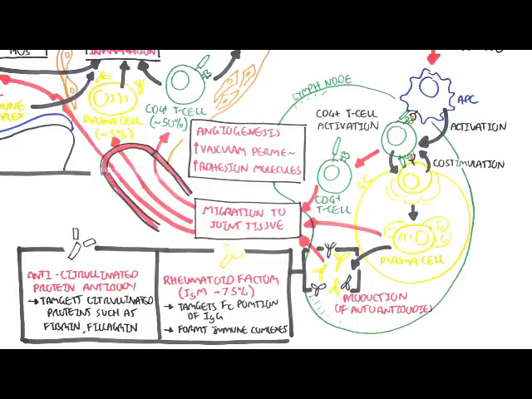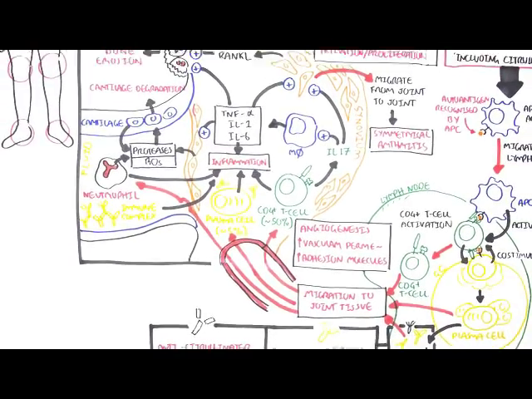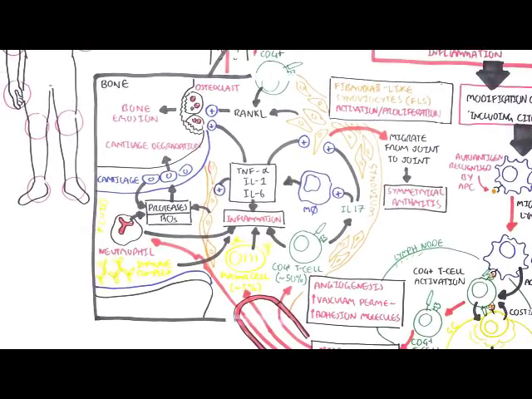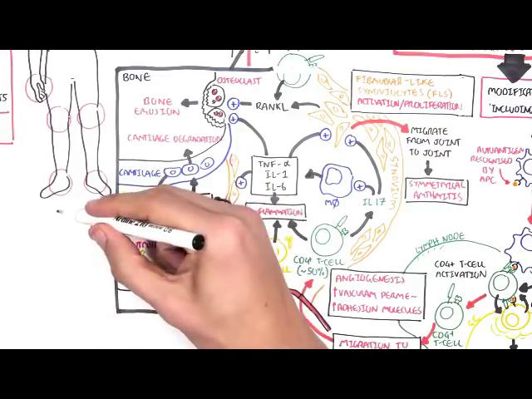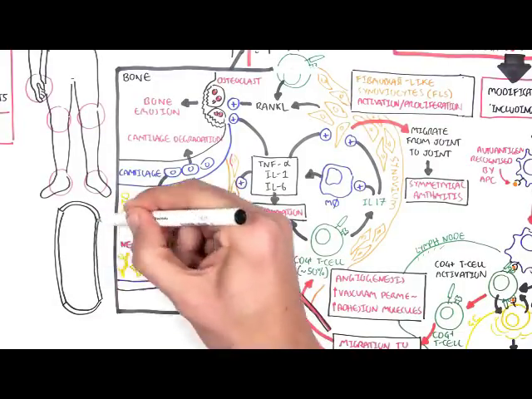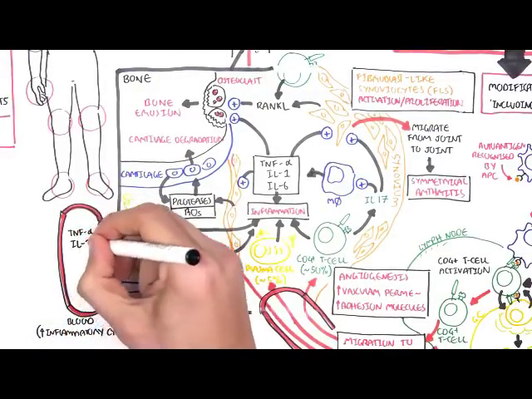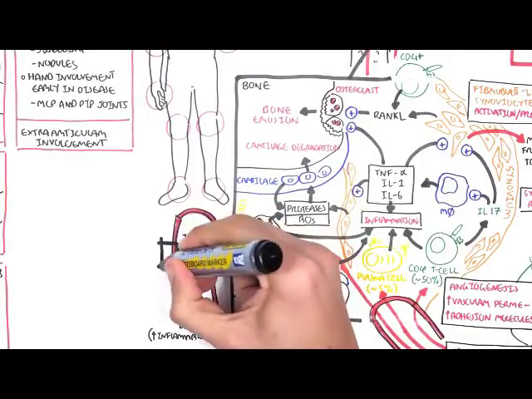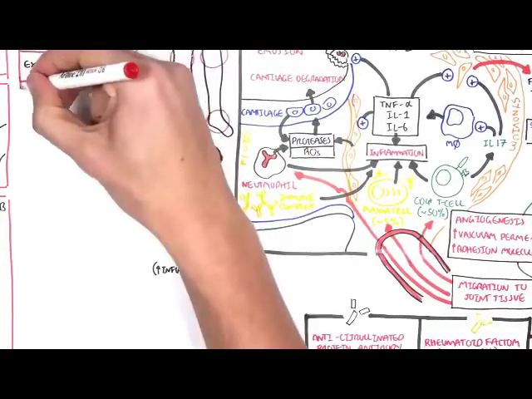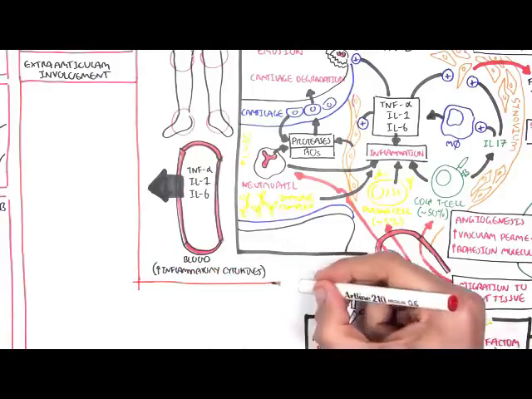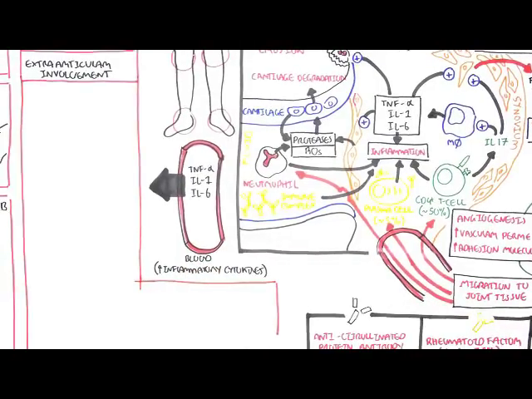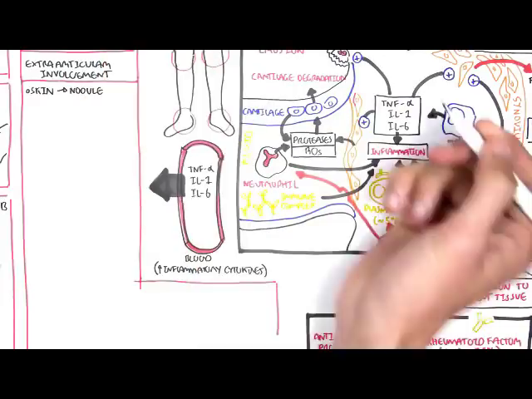Now, it's important that we talk about the extra-articular involvement within rheumatoid arthritis. So what I'm talking about is involvement of other organs around the body and how rheumatoid arthritis causes problems there too. This extra-articular involvement is a result of the cytokines produced within the joints. And these are mainly TNF-alpha, interleukin-1, and interleukin-6. So within the blood, we have an increase in inflammatory cytokines. And they essentially contribute to many things around the body. For example, in the skin, they contribute to nodule formation.